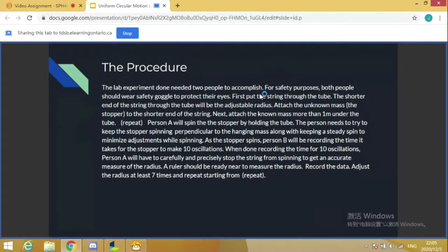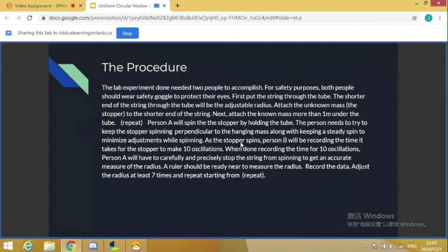First, put the string through the tube. The shorter end of the string through the tube will be the adjustable radius. Attach the unknown mass, the stopper, to the shorter end of the string. Next, attach the known mass more than 1 meter under the tube. Person A will spin the stopper by holding the tube. The person needs to try to keep the stopper spinning perpendicular to the hanging mass along with keeping a steady spin to minimize adjustments while spinning.